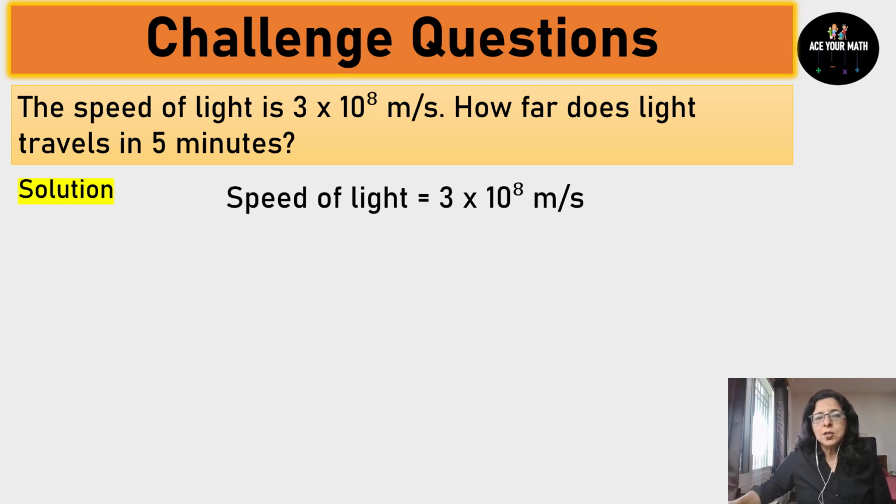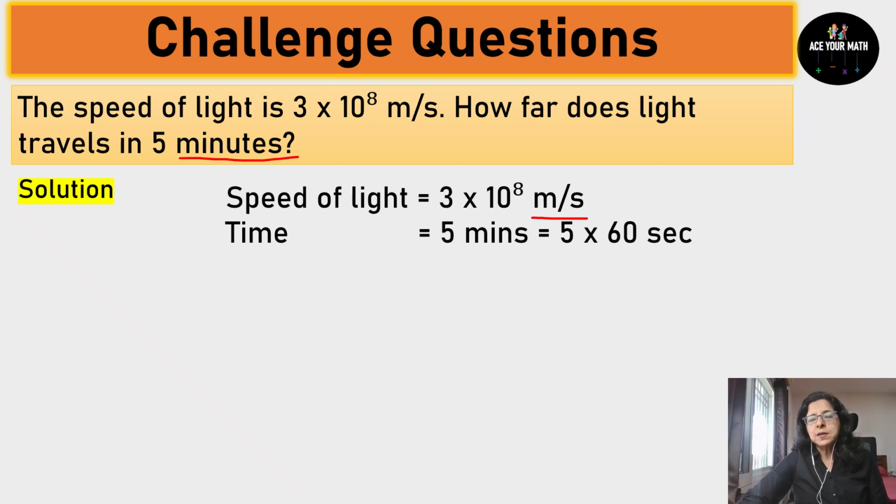So first thing is, see, unit has to be same. Speed of light is in meter per second. So you will convert these 5 minutes into second. So how to convert 5 minutes into second? We will simply multiply it by 60 because there are 60 seconds in a minute. So in 5 minutes there will be 5 into 60 second. See, 5 into 60 second can be written as 300 second. And 300 second, you will write in exponent form as 3 times 10 raised to the power 2 second.